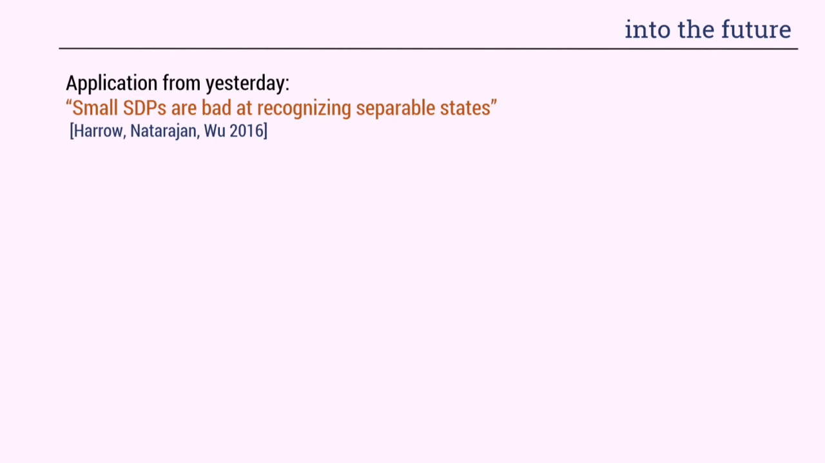Now, here we are at the last slide. What's happening going forward? So first of all, there have been some interesting applications of this. Aram talked about one yesterday. For instance, you can say that small SDPs are bad at distinguishing separable states from states that are far from separable. This application, and in fact all of the applications of the theorem I stated here so far, are by reduction. So far, nobody has opened up the proof, which I think indicates that we don't really understand exactly what's going on there.